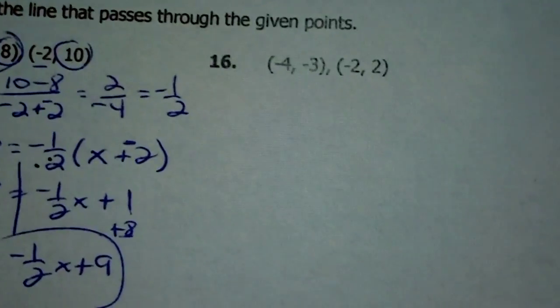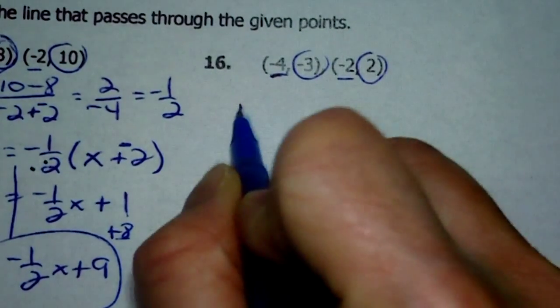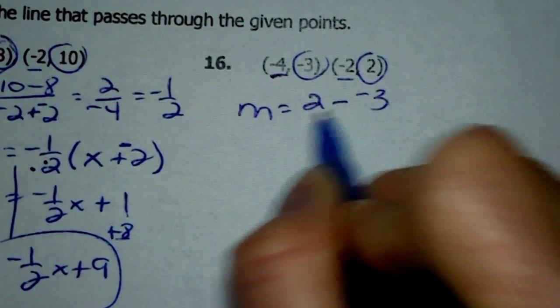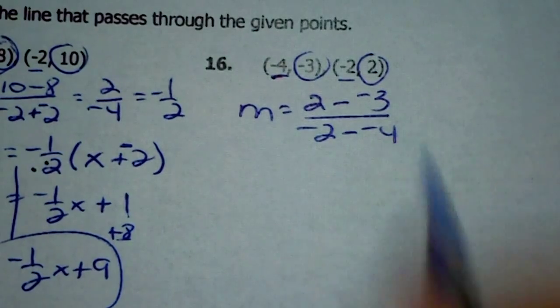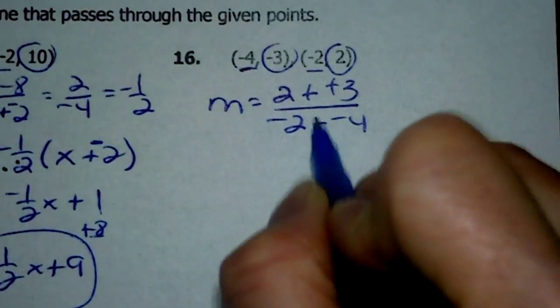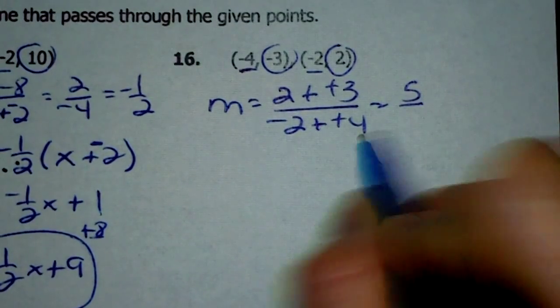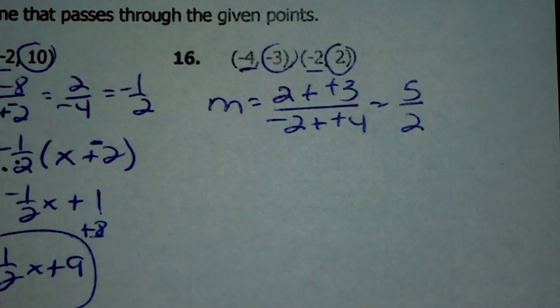All right, scooch it on over. One more of these. These come with practice, right? A whole whopping 3 of them. I know, it's crazy. 2 minus negative 3, so y2 minus y1, over negative 2 minus negative 4. I'm going to keep change that. So 2 plus 3 is 5, and negative 2 plus 4 is 2. So I have 5 halves here. Yes, you could write it as 2.5. Usually we leave slope as a ratio, so leave it as a ratio for now.